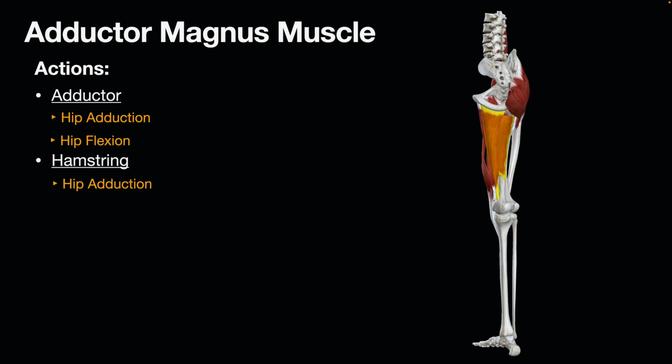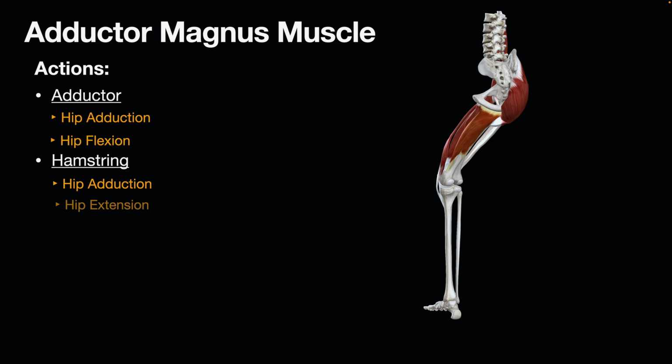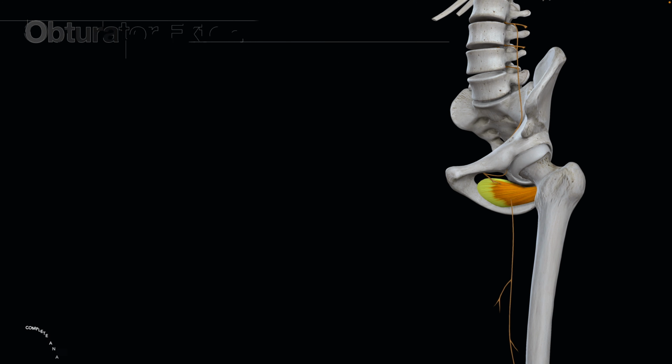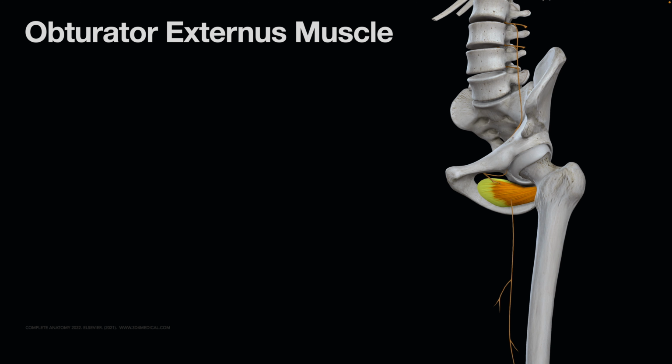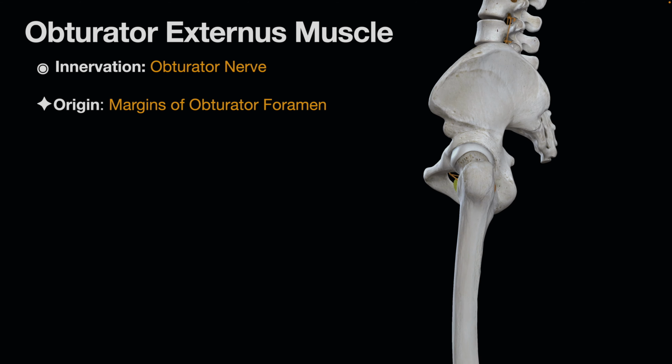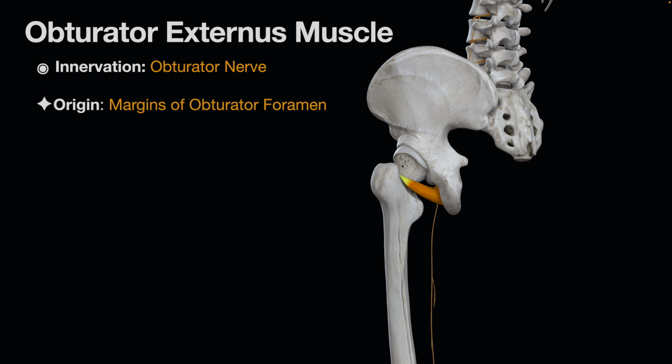The adductor part also contributes to flexion of the thigh, while the hamstring part contributes with the hamstring group of muscles to aid in extension of the thigh. The obturator externus is a small triangular muscle innervated by the posterior branch of the obturator nerve. It has a broad attachment at its origin on the margins of the obturator foramen. The fibers of the muscle converge into a single tendon, which travels in a groove on the inferior aspect of the acetabulum, inserting on the trochanteric fossa of the femur.